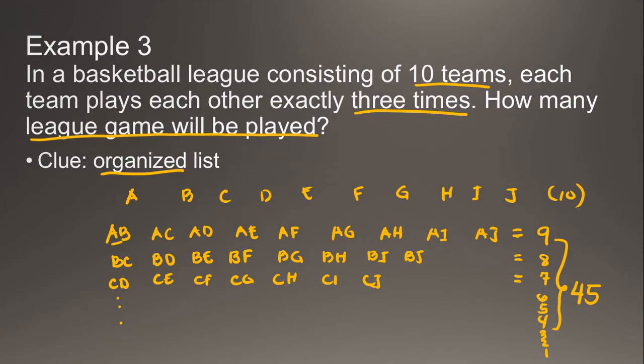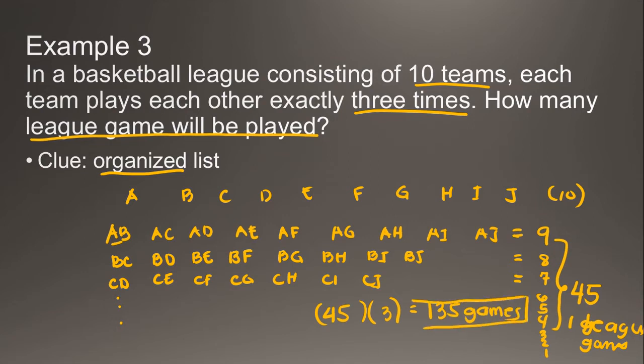The total is 45. So, mao na ni atong final answer? Not yet. Sa usa ka duwa, 45 ka games ang mahitabo. So tulo-tulo sila mag-abot. So atong i-multiply by 3. So 45 times 3, that is equals to 135.